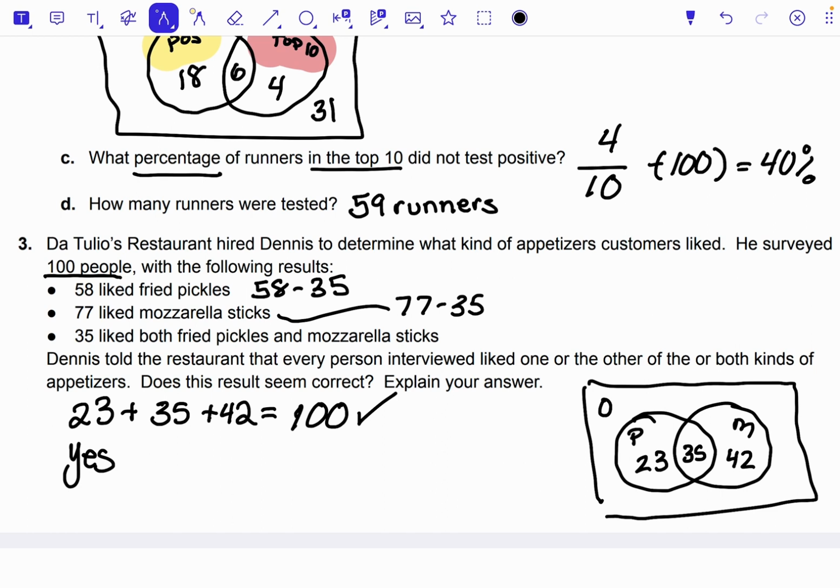Hopefully this video helps you better understand the first 3 problems on your homework practice.